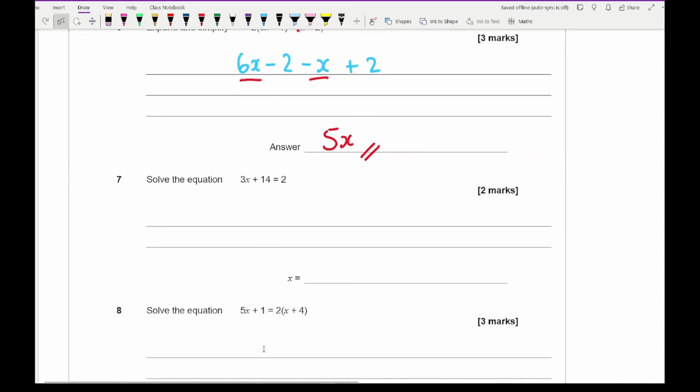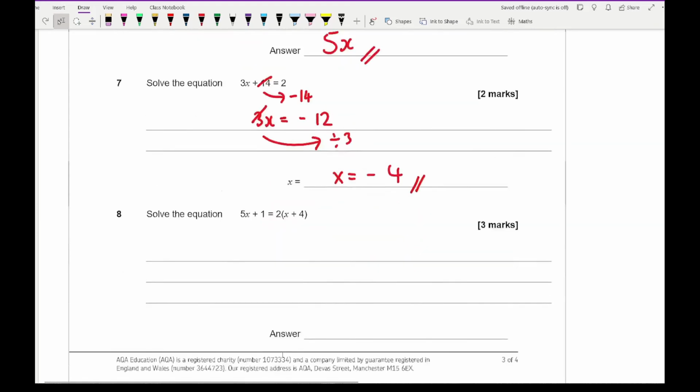Then with question 7, it says solve, so we want to get x by itself. So first thing we need to do is get rid of the 14 by taking away 14. So I've got 3x equals minus 12, and then I divide by 3. So I get x equals minus 4. Then moving on to question 8.